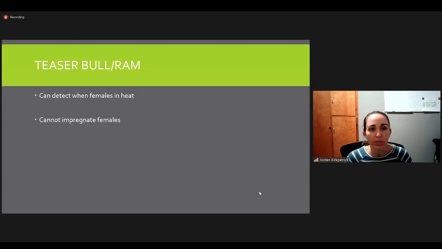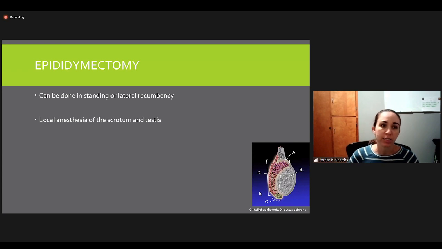Another common procedure that's done here is creating what they call a teaser bull or a teaser ram. So they have these animals that can detect when females are in heat, but can't impregnate them. So there's a couple different procedures we can do for that. One is an epididymectomy. This can be done standing or in lateral recumbency. You want to clean and prep the area and then do local anesthesia of the scrotum and testes.